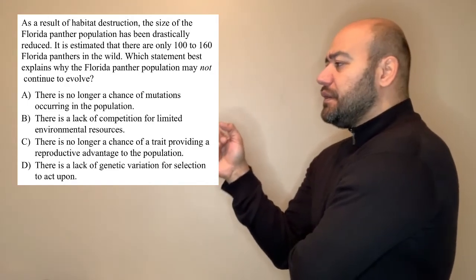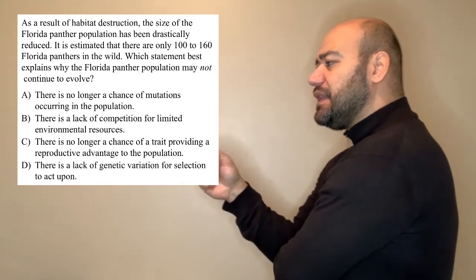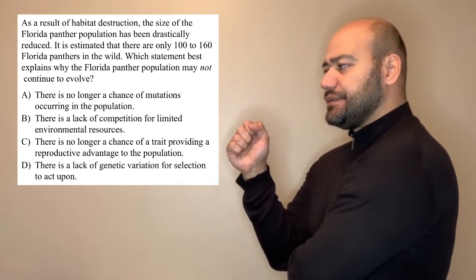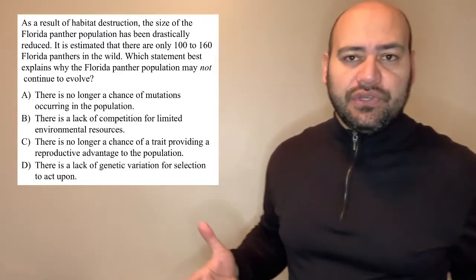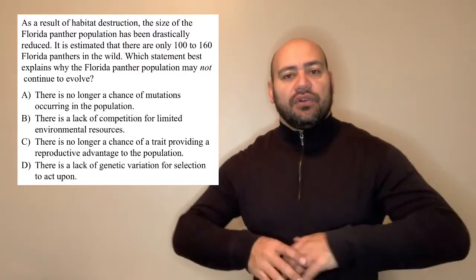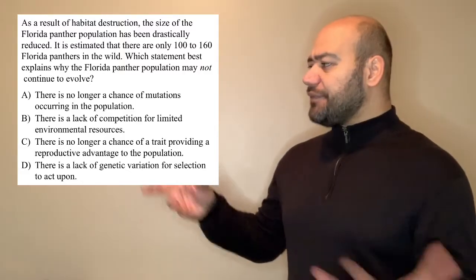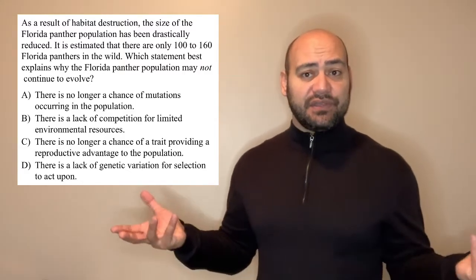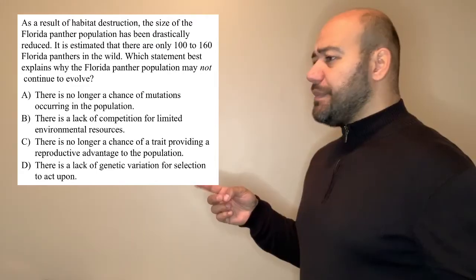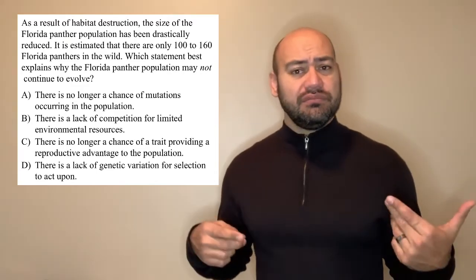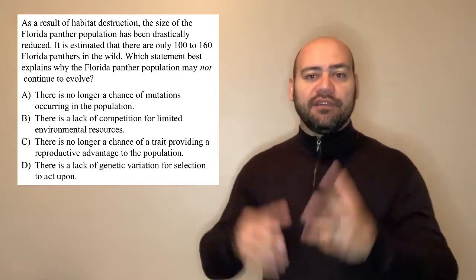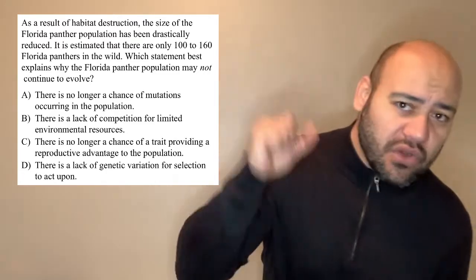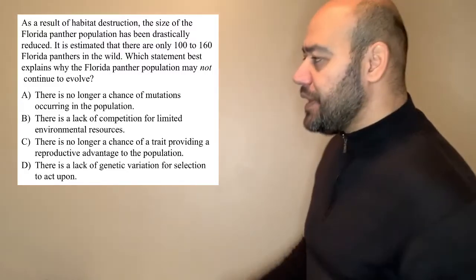B, there is a lack of competition for limited environmental resources. If there are plenty of rabbits running around, I assume that's what panthers eat in the Florida Everglades, and there's lack of competition, which means there's not enough panthers to eat those rabbits, the Florida panther is going to become extinct? I don't think so. I think we're gonna have an explosion of population. So B is incorrect. It's the opposite of what we're looking for.